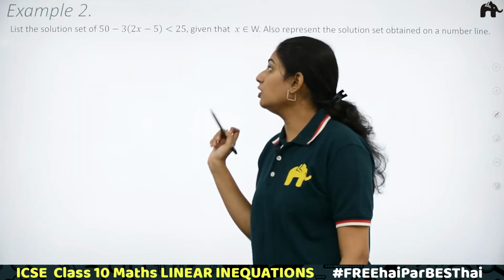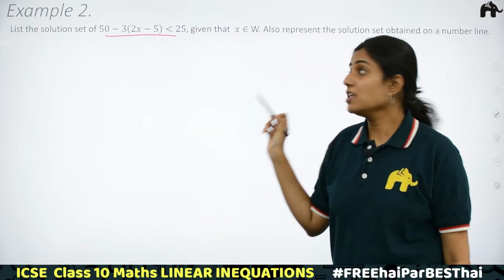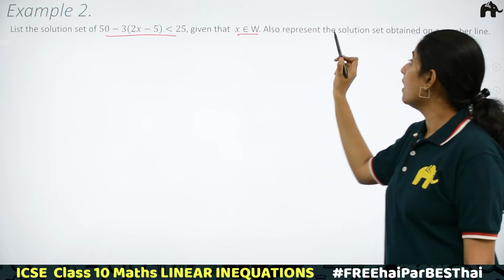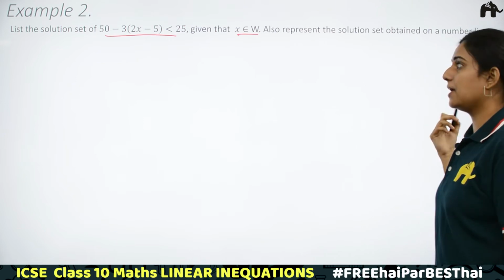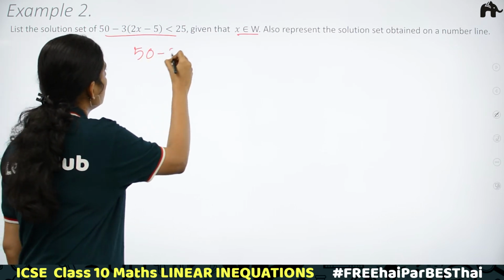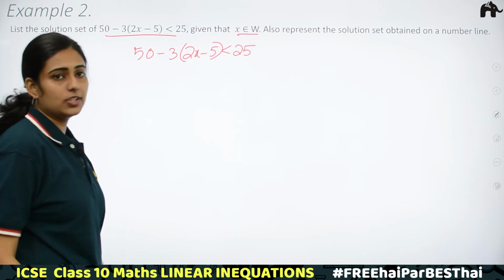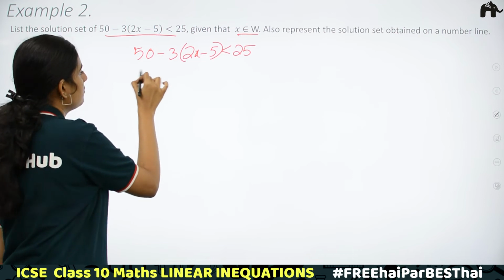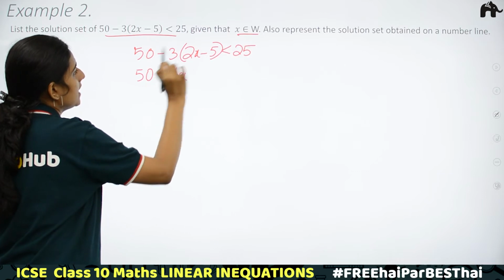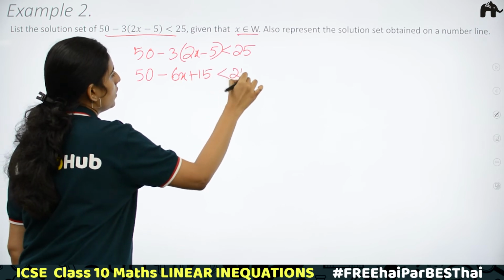Example 2. List the solution set of 50 minus 3 into 2x minus 5 less than 25, given that x belongs to W. W means set of whole numbers. Also represent the solution set obtained on a number line. Here the inequation is 50 minus 3 into 2x minus 5 less than 25. Removing brackets and multiplying, we get 50 minus 3 into 2x is 6x. Minus 3 into minus 5, that is plus 15. Plus 15 less than 25.